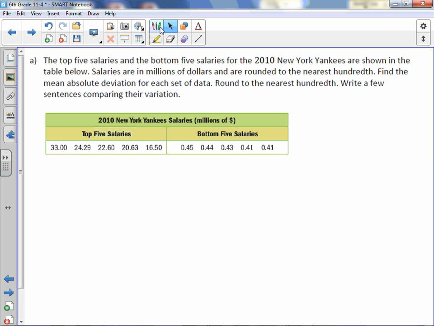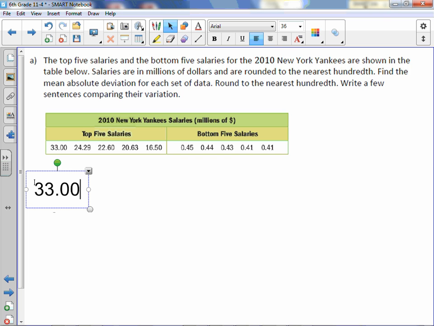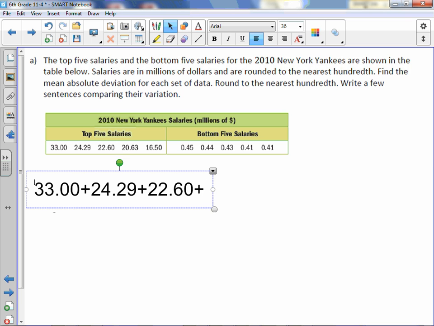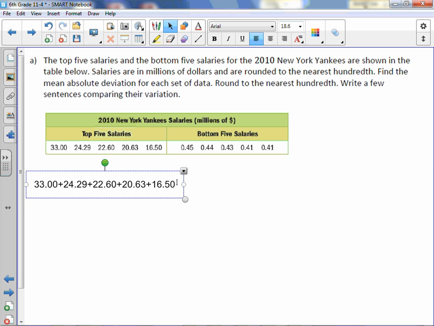So let's start with the top 5 salaries. First thing we're going to do is find the mean. 33.00 plus 24.29 plus 22.60 plus 20.63 plus 16.50. Let's make this smaller. There are 5 data values. So we're going to go ahead and divide that by 5.